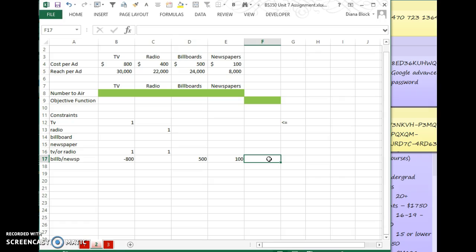And so you'll just tell Excel that this number needs to be less than or equal to 0. That way you know you're not spending more on billboards and newspapers than you are on TV.